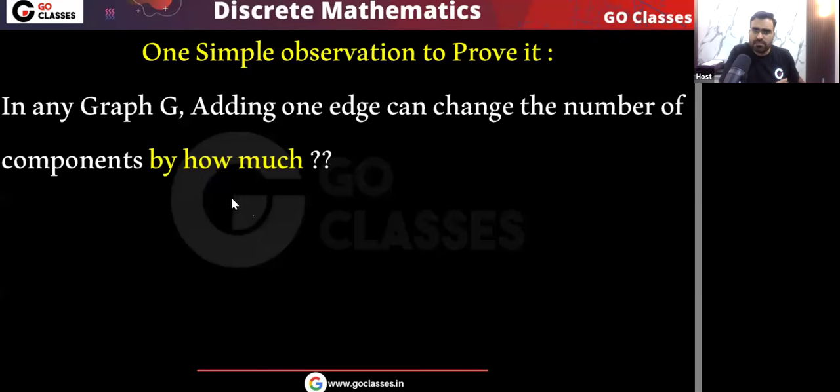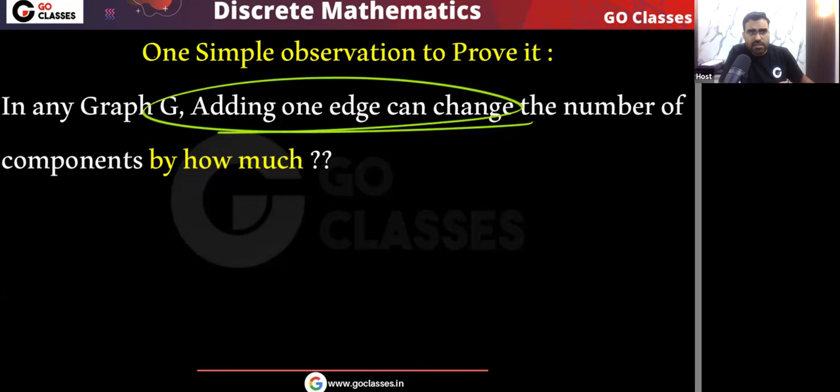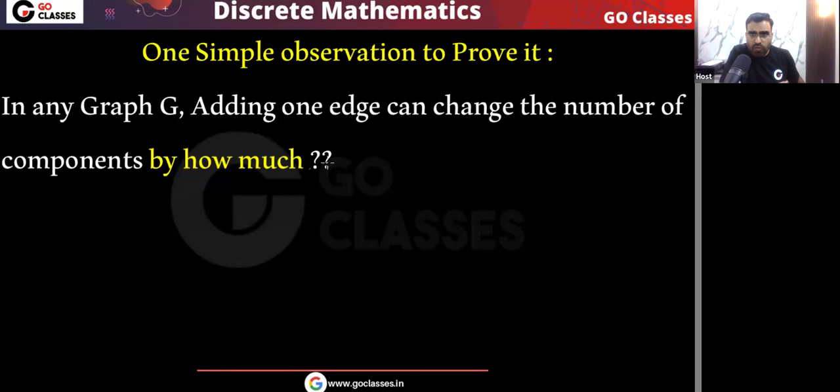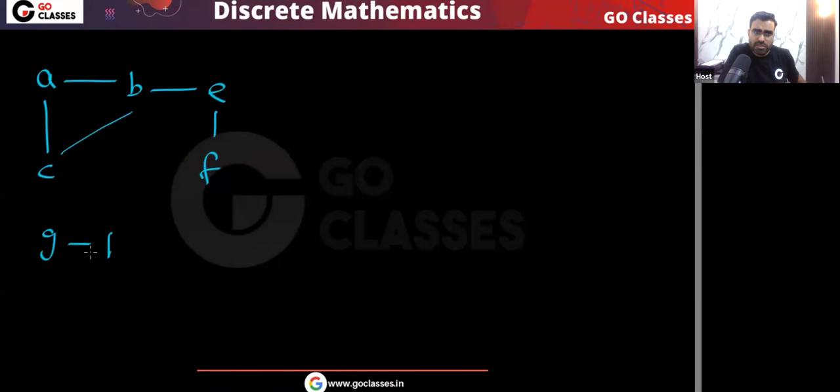Okay, so what can happen then? If I add one edge, then remember, the number of components can reduce, or the number of components can remain unchanged. Okay, let me take one example. Consider this graph: a, b, c, d, e, f, g, h, i, j, k. Okay, so like this. So let's assume this is the graph. This is your graph G.